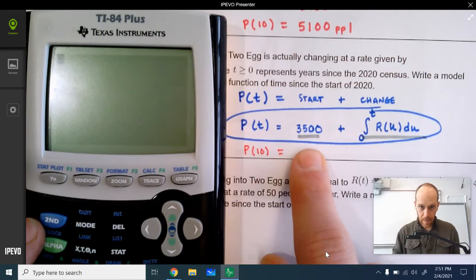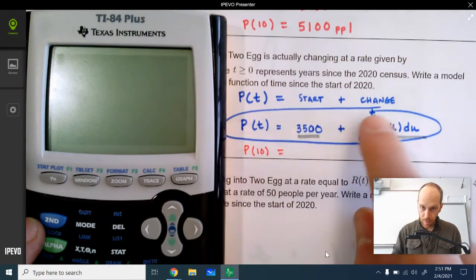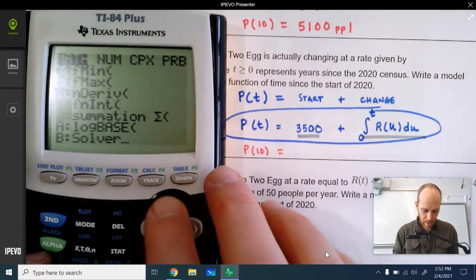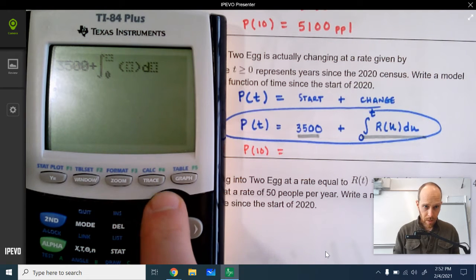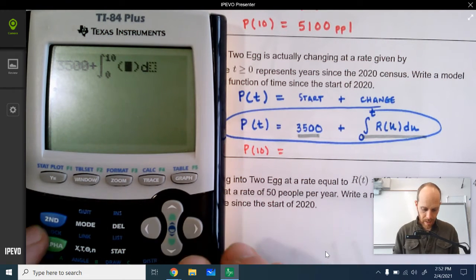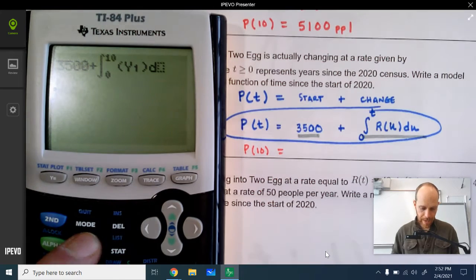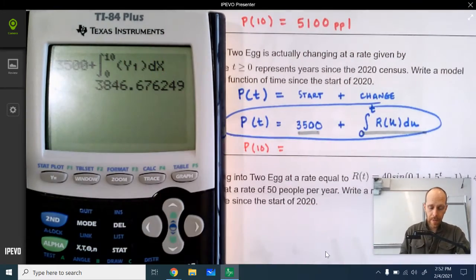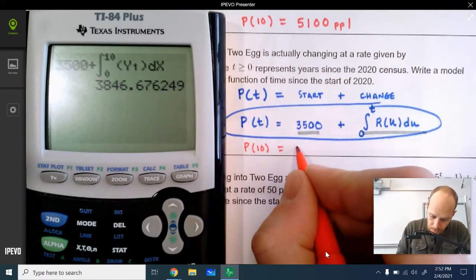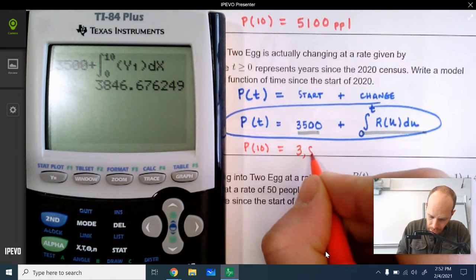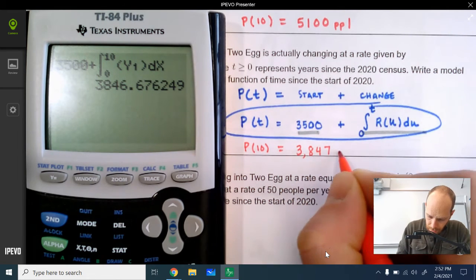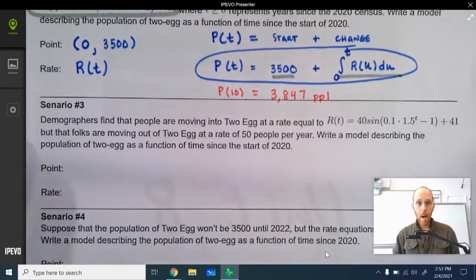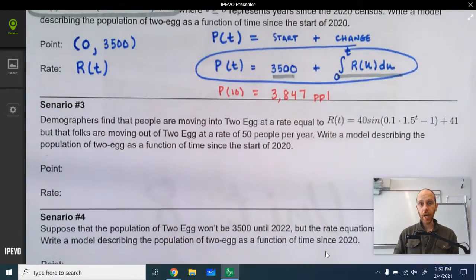We're just going to say that P of 10 would be equal to, plug a 10 in here, 3,500 plus math fnInt, the integral from 0 to 10 of the function that's in y1 dx. It might take a second for the calculator to think about it because this is a big calculation, but there we go. It's predicting there will be 3,847 people living in 2egg in the year 2030. All right, so we're now introduced to a start plus change equation.